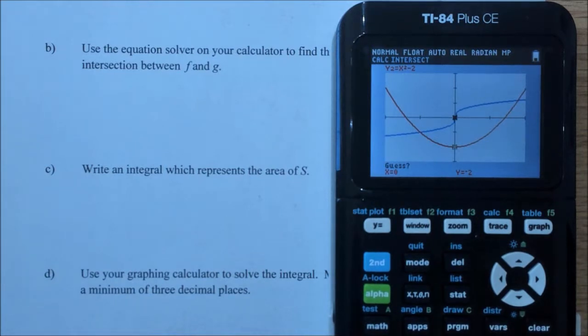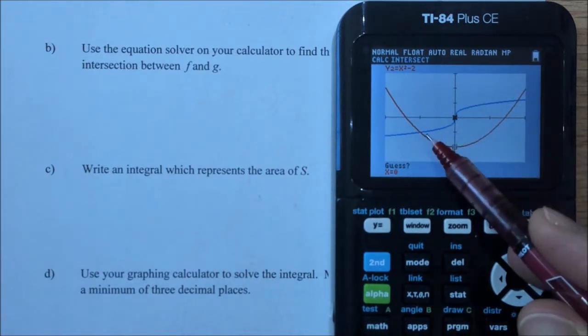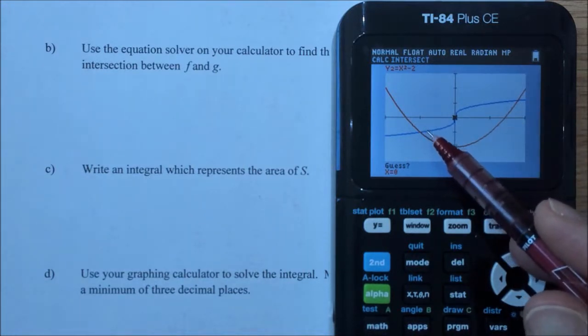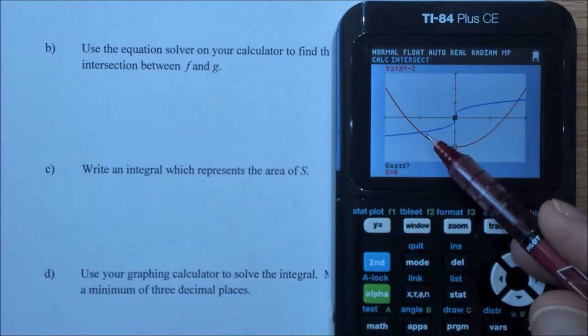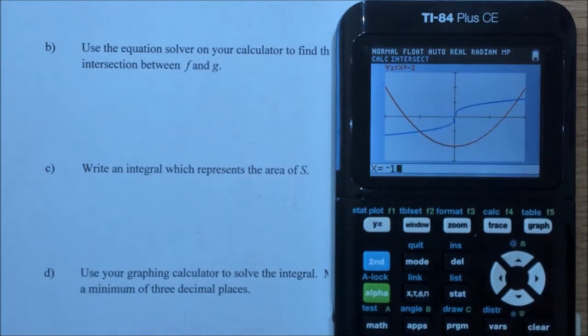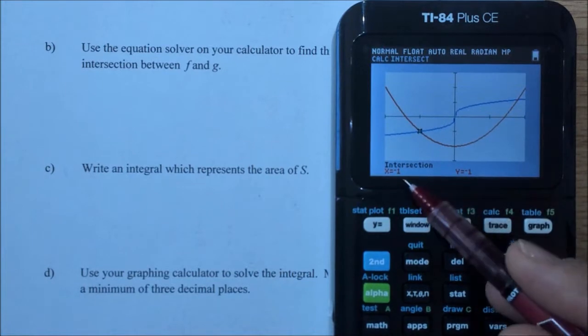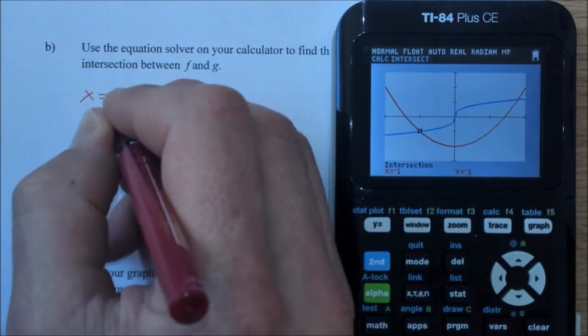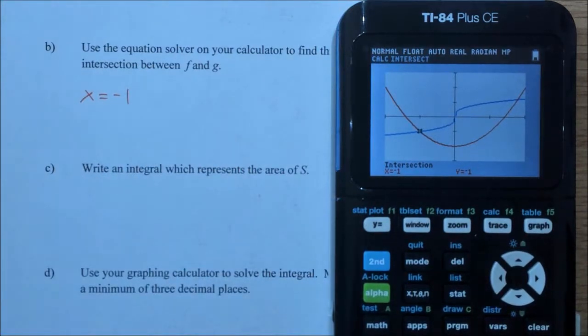And now we have to figure out where to guess. Well, if you guess close to this point, it'll find that point. If you guess close to that point, it'll find that one. So this point happens, it looks like right at negative 1. So let's guess negative 1. And sure enough, it verifies that x equals negative 1 is the first time that our two functions intersect.